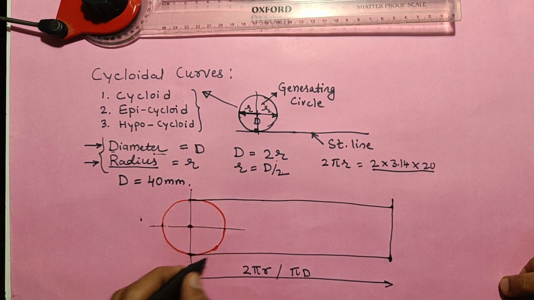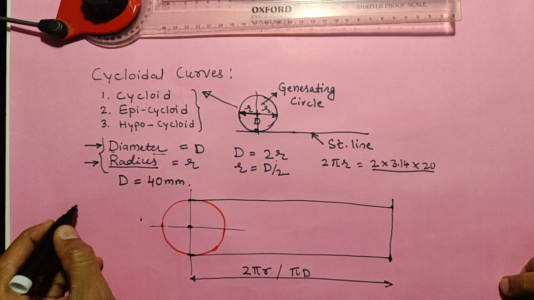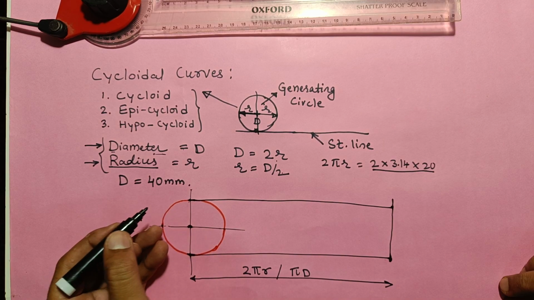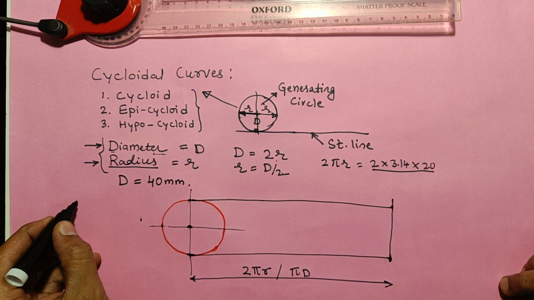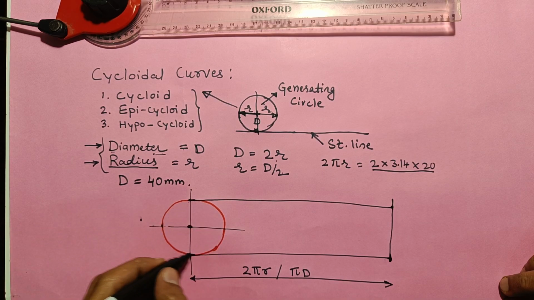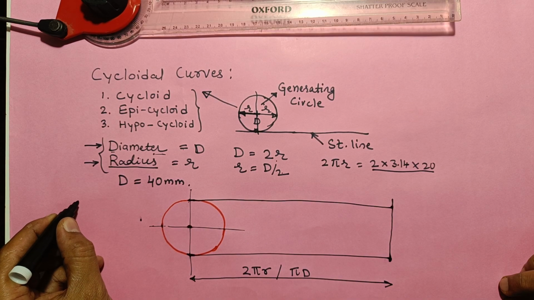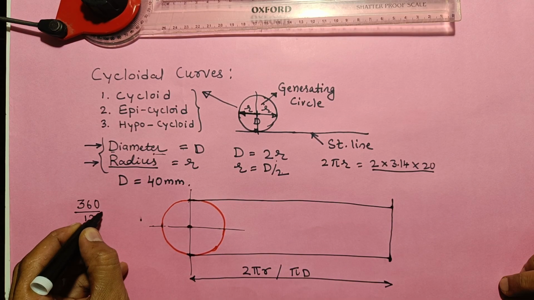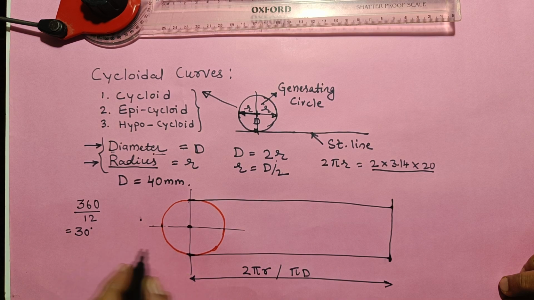Similarly, you divide this circle into a number of even equal parts. Say you can divide it into 4 parts, 8 parts, or 12 parts. If you want 12 parts, you want to divide the circle into 12 equal parts. So 360 divided by 12. How much are you getting? 30 degrees. It means each division is 30 degrees.